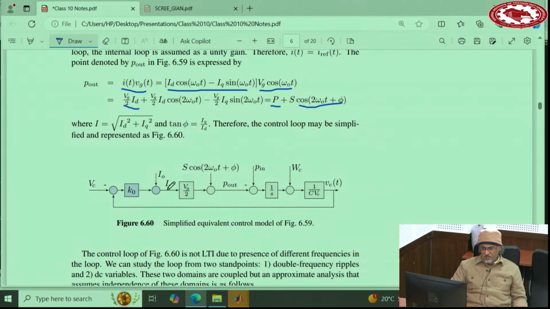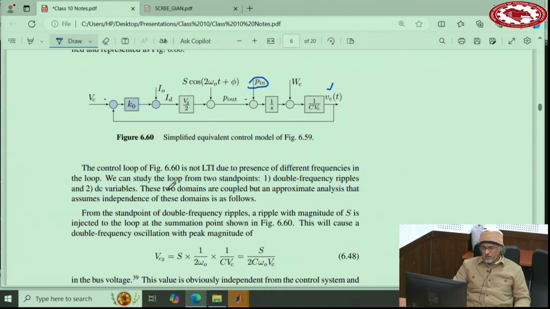So that means this ID multiplies into VG over half, plus this part. What is this part? S into cosine of 2 omega t plus phi. So it's like there is a DC coming and suddenly a double frequency is injected into that at this point. And then coming here, this is the input power. We assume it's disturbance and DC, and everything else is DC so far. So this double frequency is injected here, and it will propagate all throughout the loop. It will go to the capacitor voltage and will go back all the way to ID.